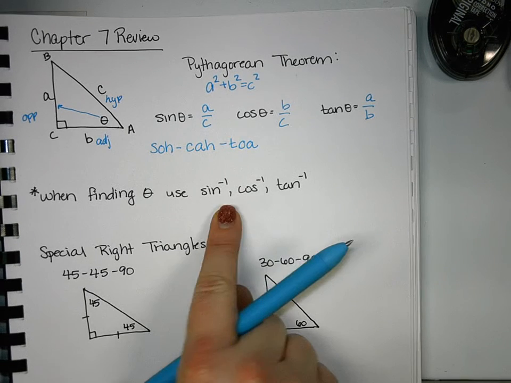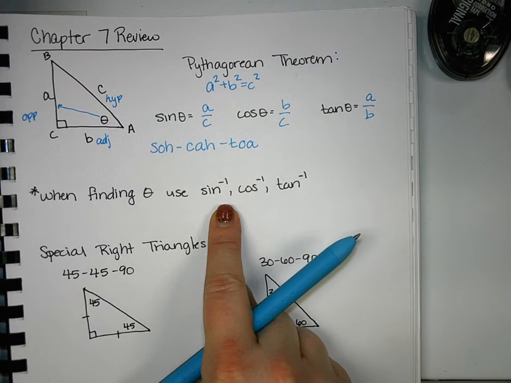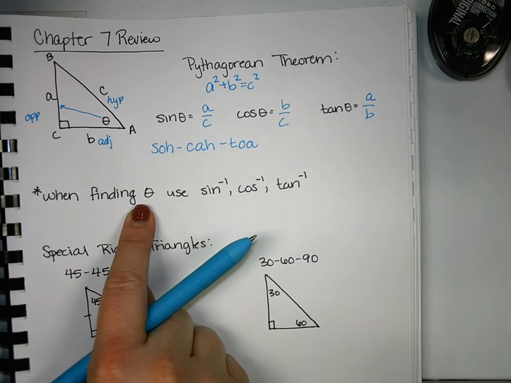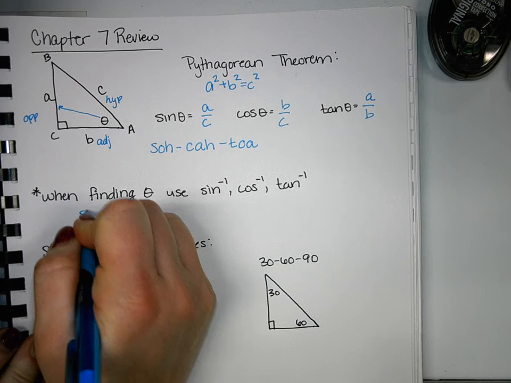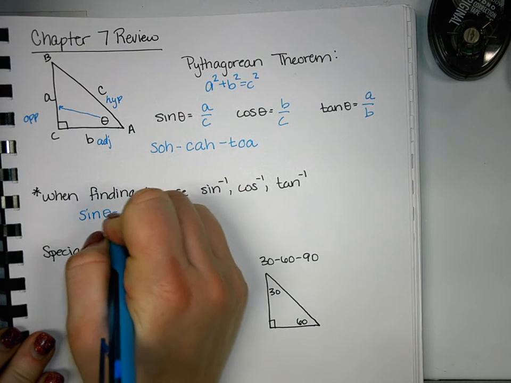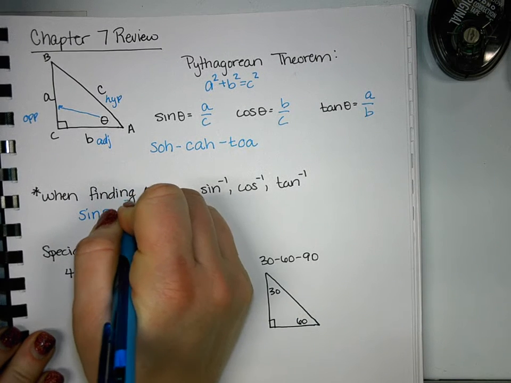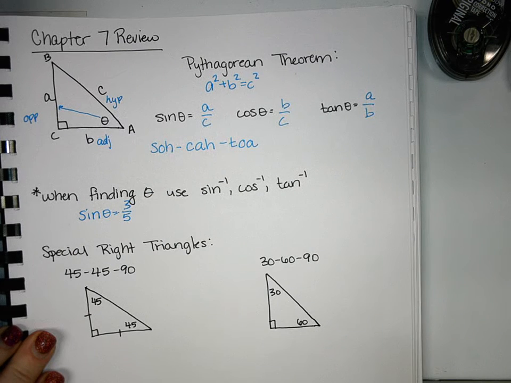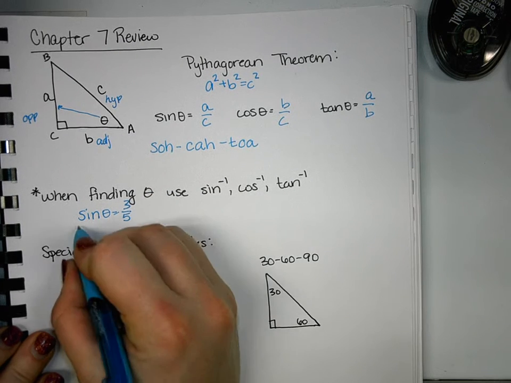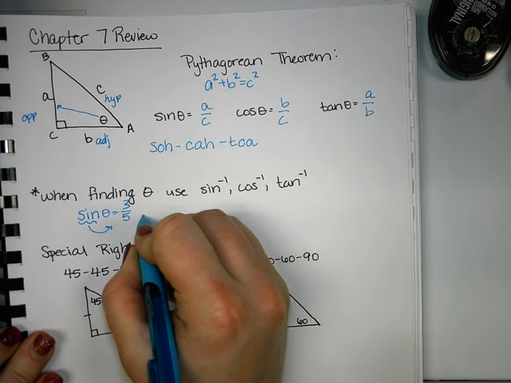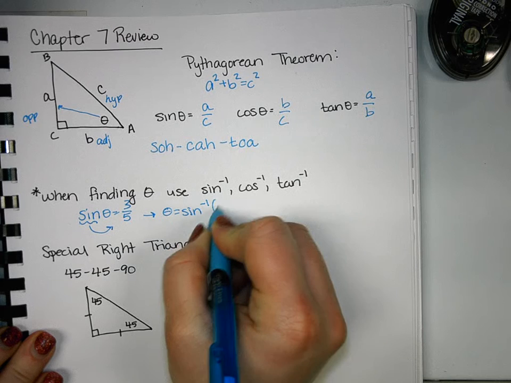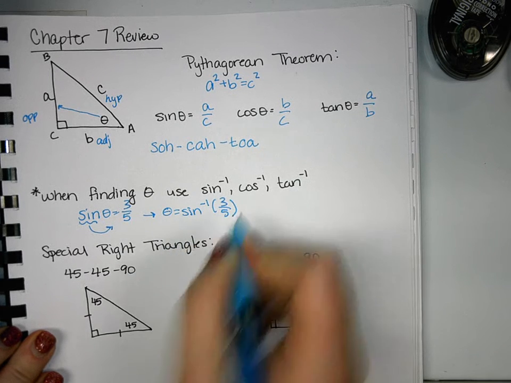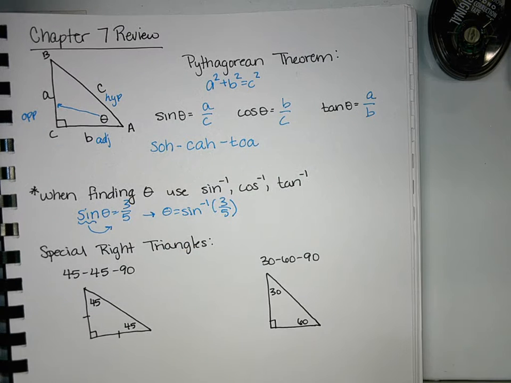Okay, then we went into using inverses, and we only used inverse trig when we didn't know what the angle was. So if we were going to solve for theta, for example, sine of theta equals 3 over 5, to move the sine to the other side, we would have to inverse it. So sine inverse of 3 over 5. Whenever you don't know the angle and that's the variable you're solving for, that's where inverses get used.